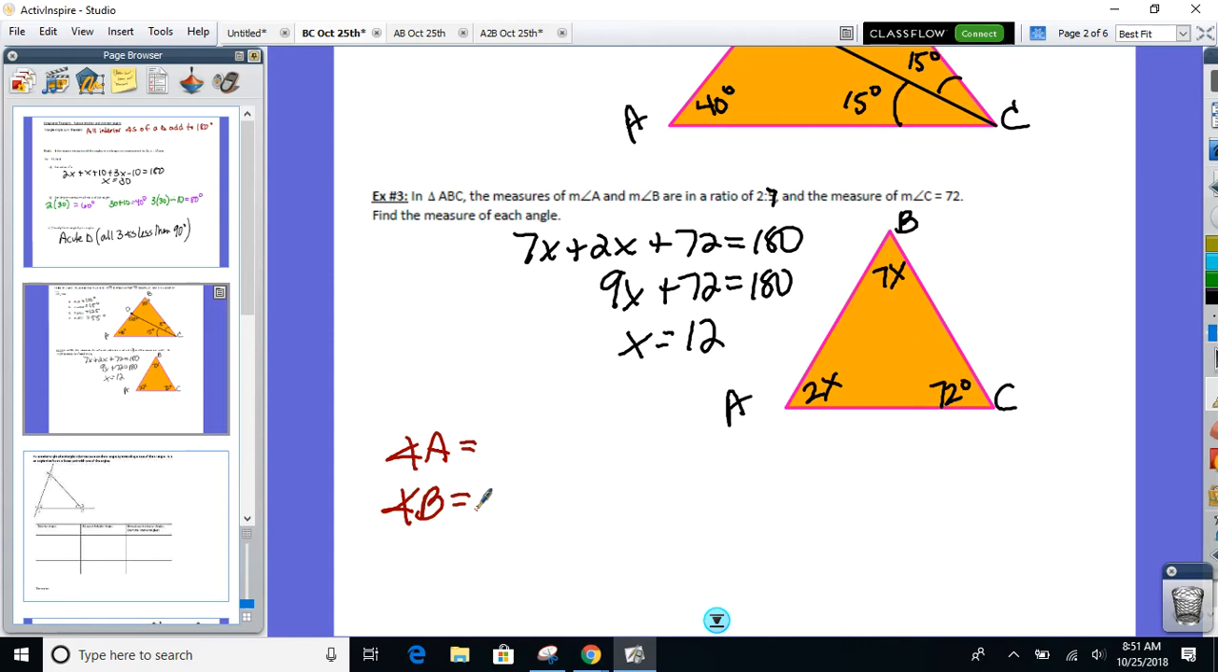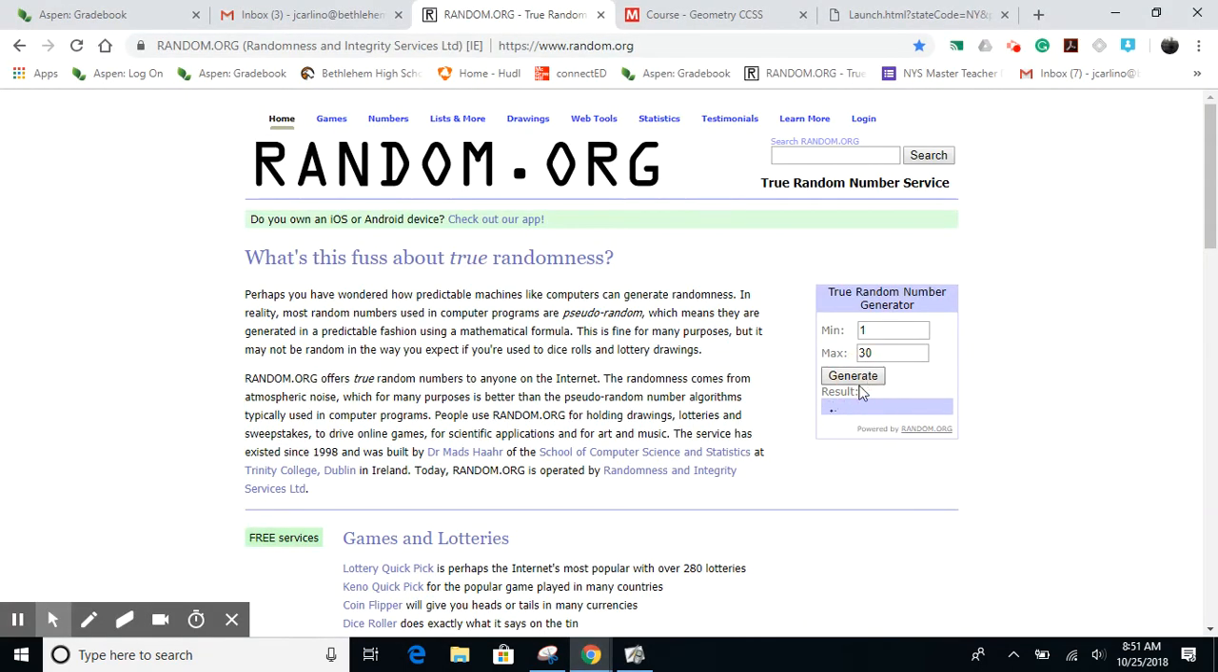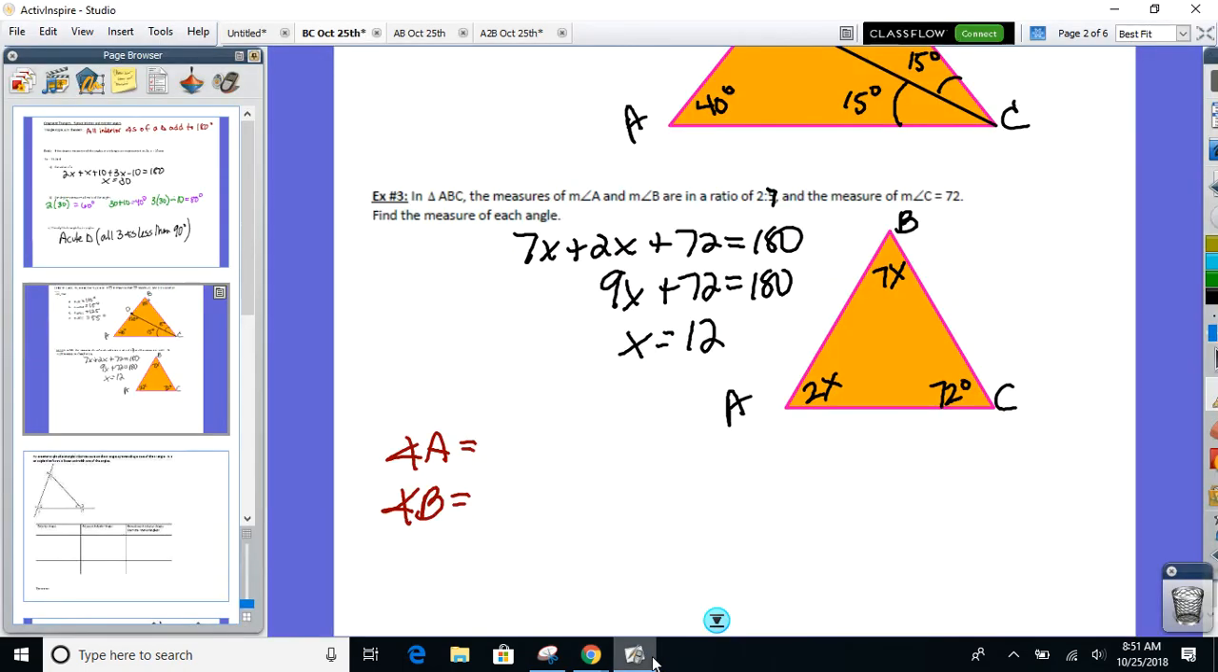Take your 12, plug it back in for angle A and B. And let me know here. Got it. And angle A? 24 and 84, good. Questions? We're done with inside the triangle. Now we're going to find the angles outside, aka exterior angles now. Any issues with the interiors?